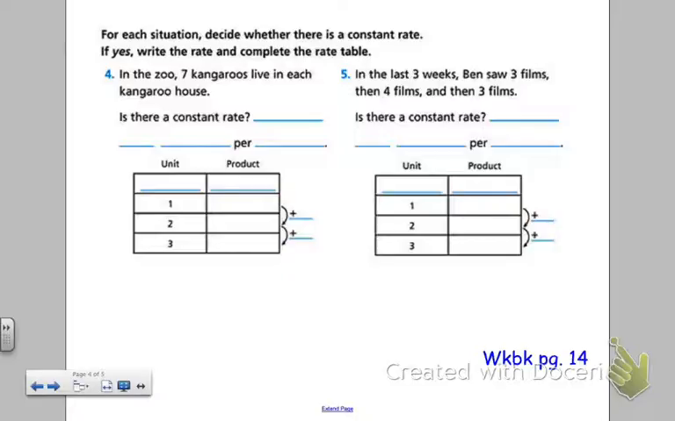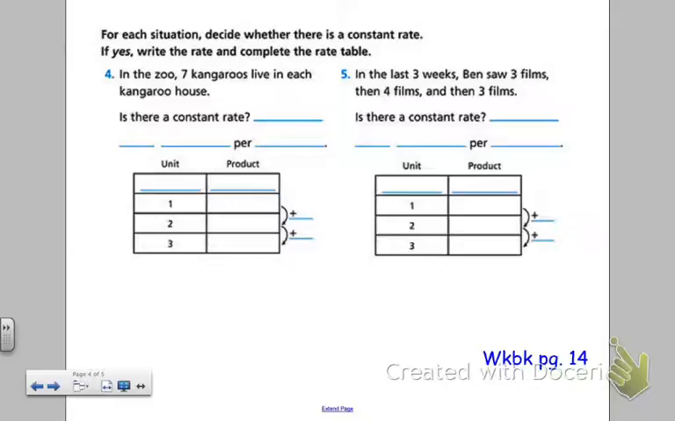Now, if you look at workbook page 14, you are going to take a look at a couple of different situations and decide first, is there a constant rate? Is there something that is staying the same, never changing? And once you have that constant rate, you have to figure out what the rate is. We're going to write it down, and then we're going to complete the table. Honestly, I think the hardest part is probably going to be figuring out what the unit would be in the product, putting the labels in. So we're going to do 4 and 5 together, and then you can do the rest on your own.